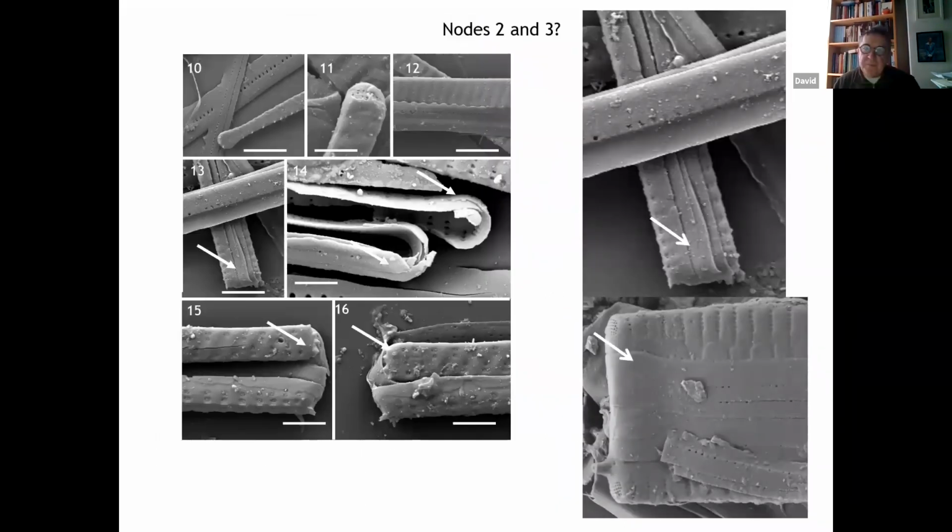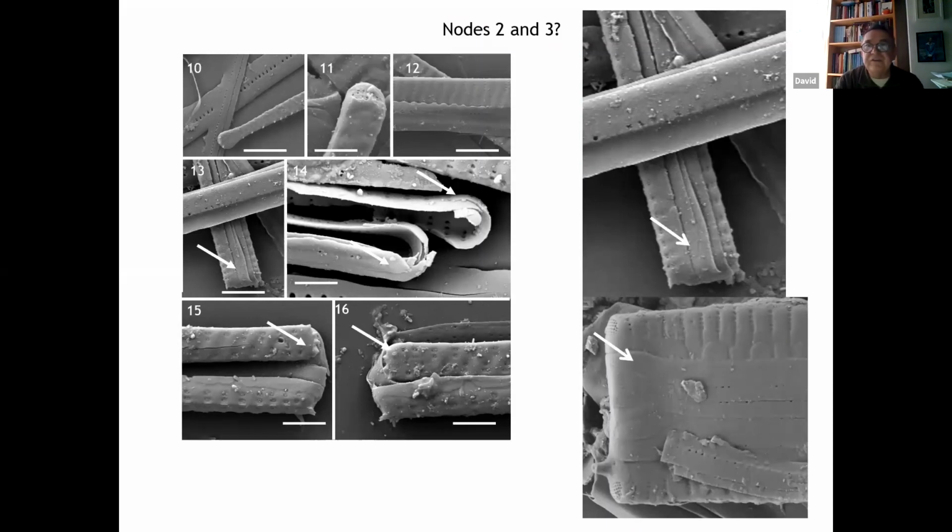I was going to talk about this a bit more, but this is something that I've been doing. I'm still in the throes of doing it. I don't know what to do with it, frankly. What you'll see there, I've taken the picture from the plate. 10 through to 16 is a species that was named by Kutzing. This is from Kutzing's material. It was named by Kutzing as Fragilaria tenuissima.